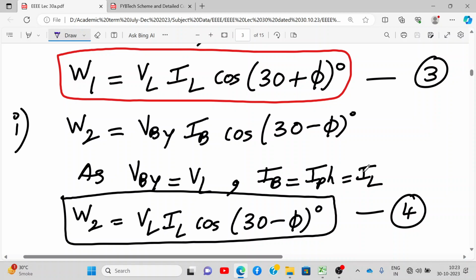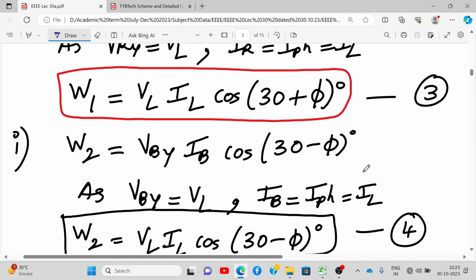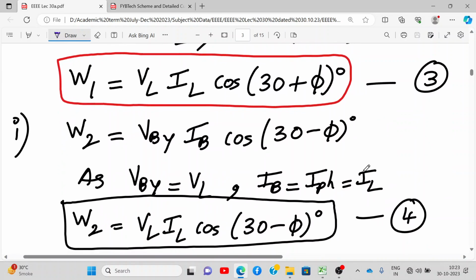In a star connected system, phase current and line current are the same, and here VBY and VRY are the line voltages. So W1 is VL IL cos of 30 plus phi, and W2 is VL IL cos of 30 minus phi. Written equations, call them 3 and 4.